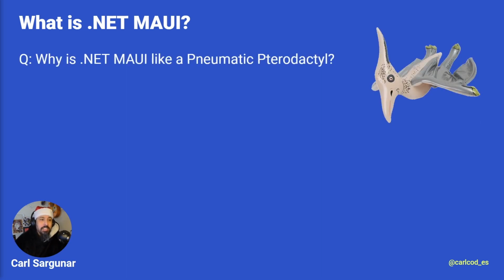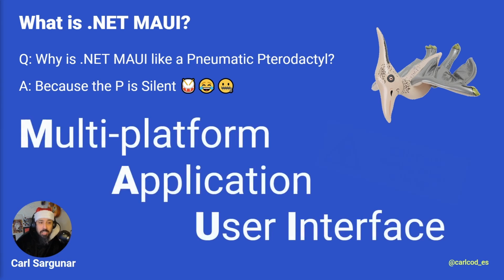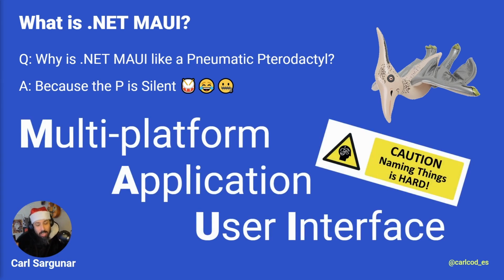Before we get too far into that, since it's Festive Tech Calendar, and we have a tradition in the UK of having terrible Christmas cracker jokes, I've got one. I have to apologize in advance. This really is bad. Why is .NET MAUI like a pneumatic pterodactyl? Because the P is silent. I'm sorry, that's just really bad.